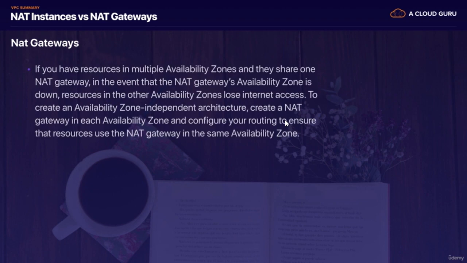Also remember that if you have resources in multiple availability zones and they share the one NAT gateway, in the event that the NAT gateway's availability zone goes down, resources in the other availability zones are going to lose internet access. So just by having a single NAT gateway, you do not have high availability. To create an availability zone independent architecture, you have to create a NAT gateway in each availability zone and configure your routing to ensure that resources use the NAT gateway in the same availability zone they're in.